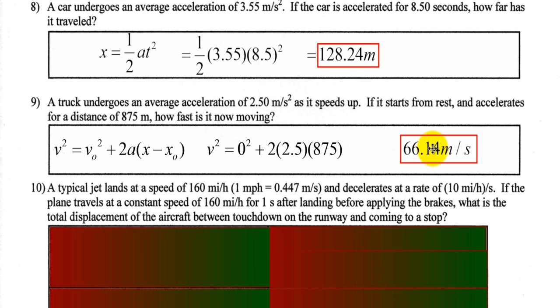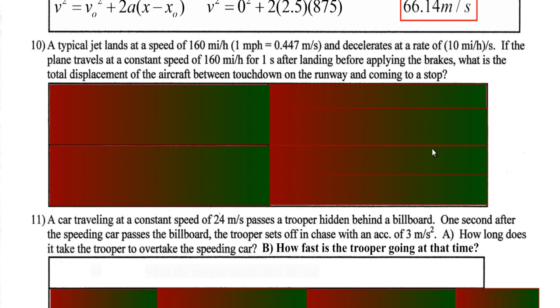Now you could have chosen to make this 875 negative, but if you were moving in the negative direction and you started from rest, then you would have had to accelerate in the negative direction. And this answer here, because it's squared, it still would have come up 66.14, but you would need to realize that, okay, well, everything was moving in the negative direction. You would have to go back and assign a negative value to it, so it can make it kind of tricky.